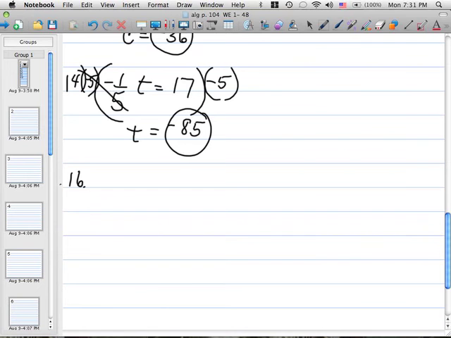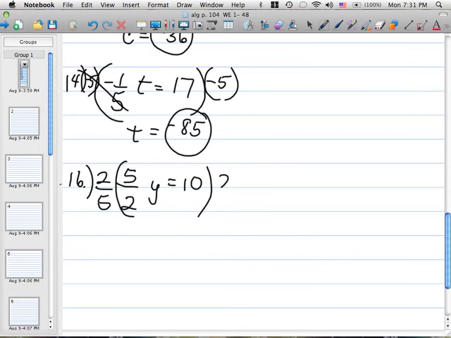Skip a line, number 16. We have 5/2 y equals 10. Reciprocal of 5/2 is 2/5. I'm going to put the 5 over 1. Those are reciprocals, they make 1, so that leaves us 1y or y. Cancel here, 5 goes into 5 once and into 10 twice, so that gives us 4.